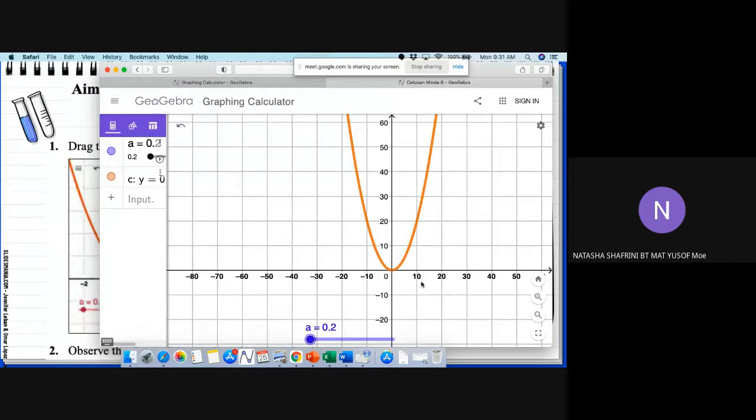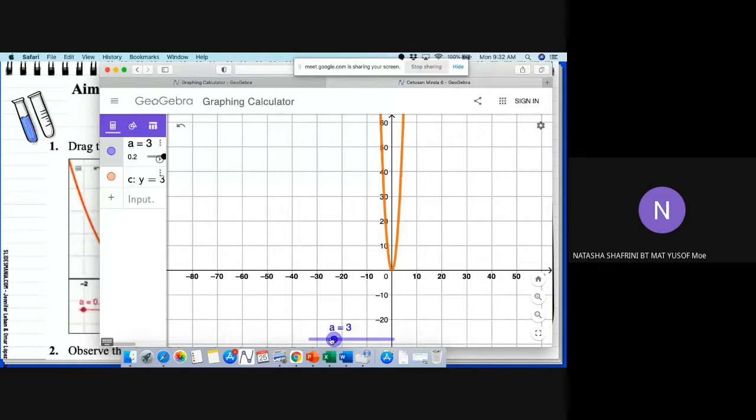Okay, kalau cikgu naikkan dia punya a, you tengok sini dia punya buka dia macam ni. Kalau cikgu naikkan dia punya a, apa jadi pada tadi 0.2? Cikgu tukar 3 point berapa tadi? Kalau kita 3.8, what happened to the graph? Cikgu tukar 3.2. Okay. Semakin sempit. Betul. Bukaan dia jadi semakin kecil.